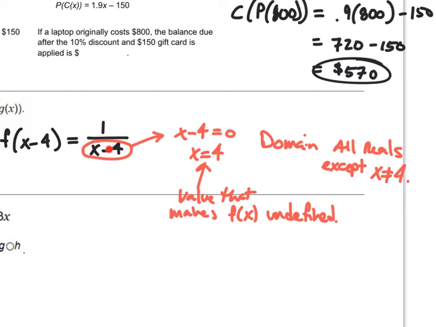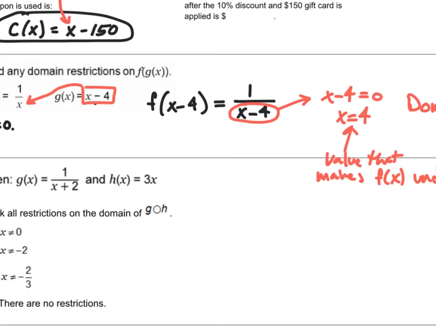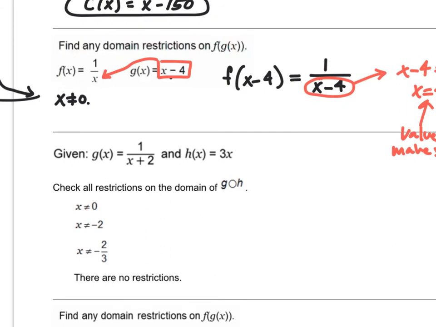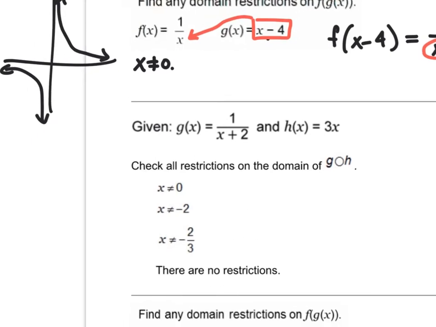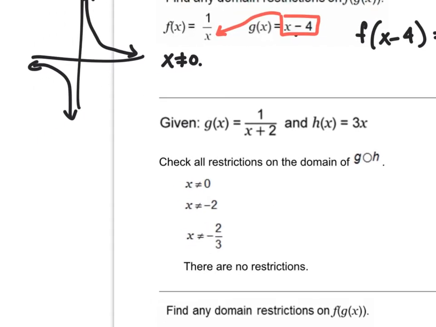Take whatever's in your denominator, set it equal to 0, solve for x, and that's the value that makes that function undefined. So then when you write your domain, all real numbers except that x cannot equal 4. All right, so let's take a look at another one, and let's see what happens here. Now on this one, just looking at this function g of x, you've got 1 over x plus 2. The value that would make that undefined is x equals negative 2.